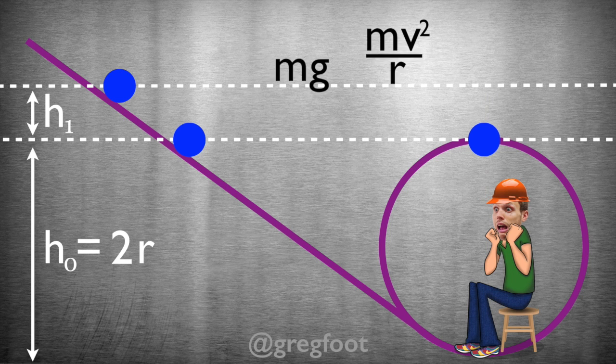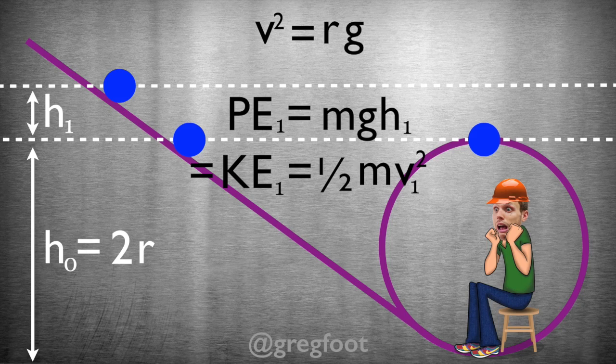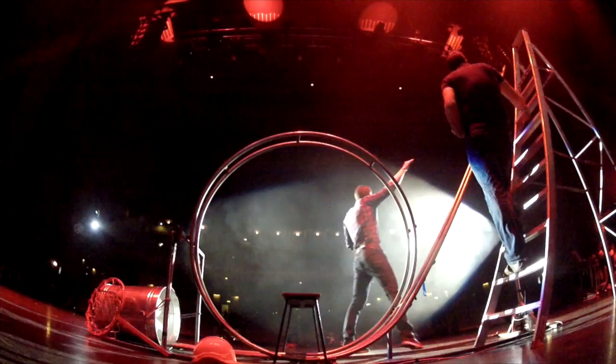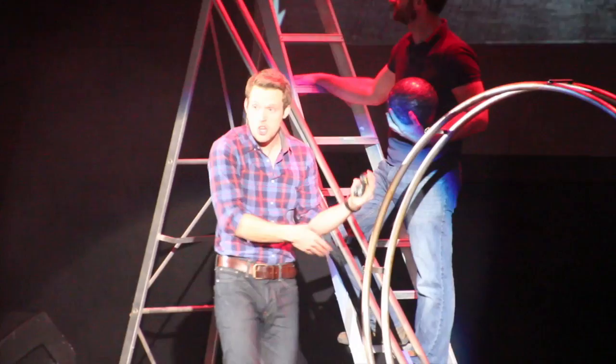We can set them equal to each other, cancel the masses, rearrange for v squared, because we're going to need that in a little bit. Let's bring up our potential energy to kinetic energy again. So this is what we're saying. We're going to increase it by a little bit of height, load it up with a bit more potential energy. That's going to get converted into kinetic energy, and we're going to use that to create that force to keep it stuck on the rails.